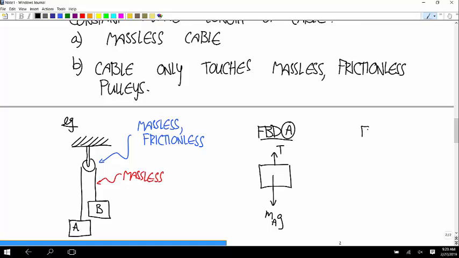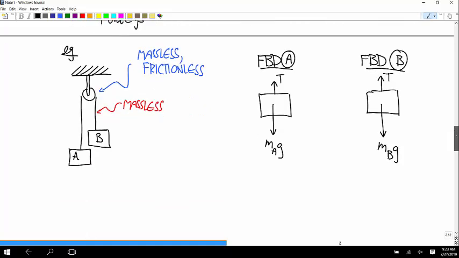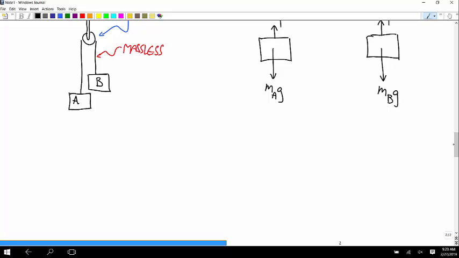And now body B. The weight force is MBG. Cable force is parallel to the cable away from the chosen body. And because of the assumptions we made about masses and friction, this cable force is the same as the other one. Any questions about that?